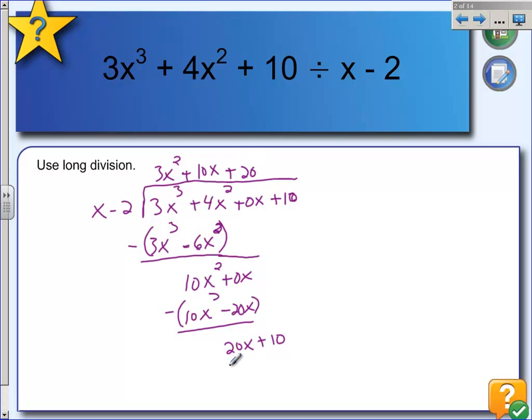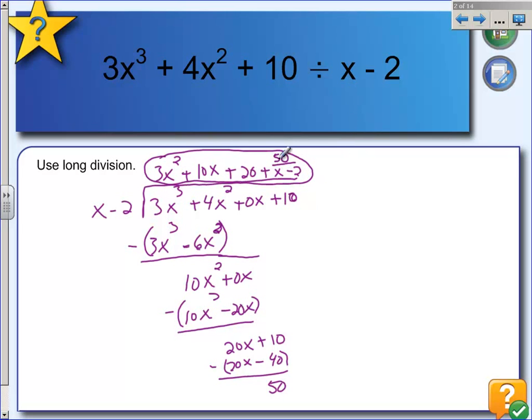Multiply back through. 20 times x is 20x. 20 times negative 2 is negative 40. And then we subtract. Put parentheses. And when we subtract here, we get 50. Now, 50 is our remainder. We're not going to write remainder 50. We are going to write this as plus 50 divided by x minus 2. So it's a remainder over divisor, and that is our quotient. Okay? So that is long division.